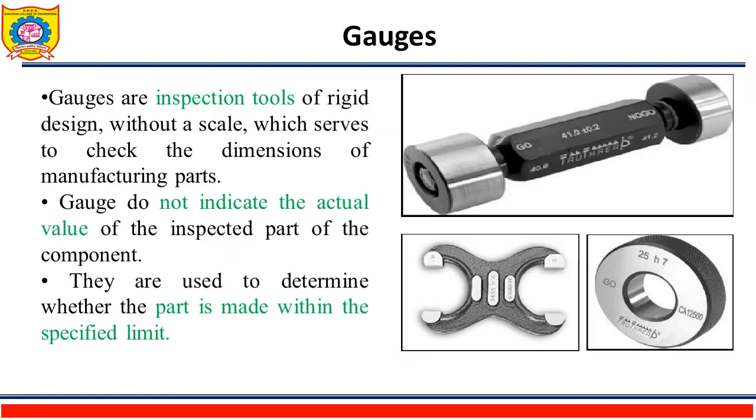What is meant by gauges? Gauges are the inspection tools of rigid design without a scale, which serve to check the dimensions of manufactured parts. Gauges do not indicate the actual value of the inspected part of the component. They are used to determine whether the part is made within the specified limits or not.